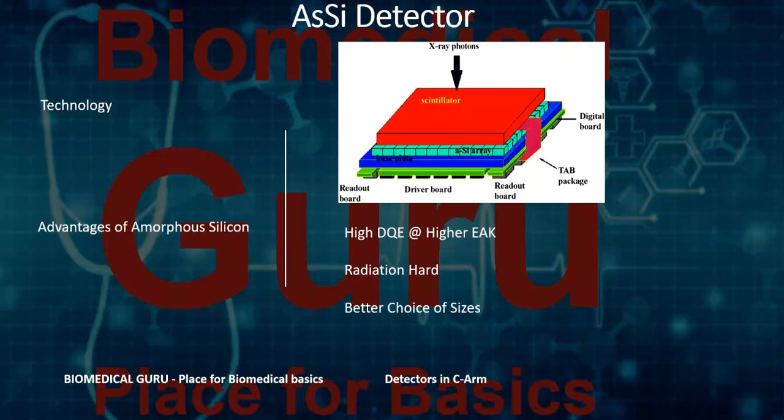Amorphous silicon detector has very high DQE at high EAK, which means when you are doing a cine procedure, or when you are doing a procedure which involves a very high quantity of X-ray, amorphous silicon detectors will be very efficient. That's the reason why amorphous silicon detectors are generally used in fixed cath lab systems, where typically a cine mode consists of around 500 mA, and where the generator capacity will typically be more than 100 kilowatt. And also amorphous silicon, we call it radiation hard, which is they are less prone to damage at higher energy levels.